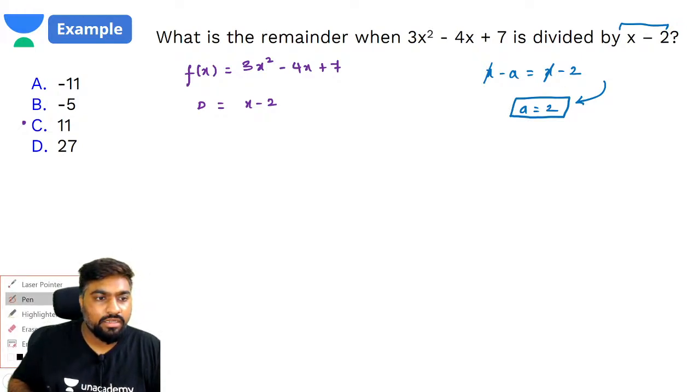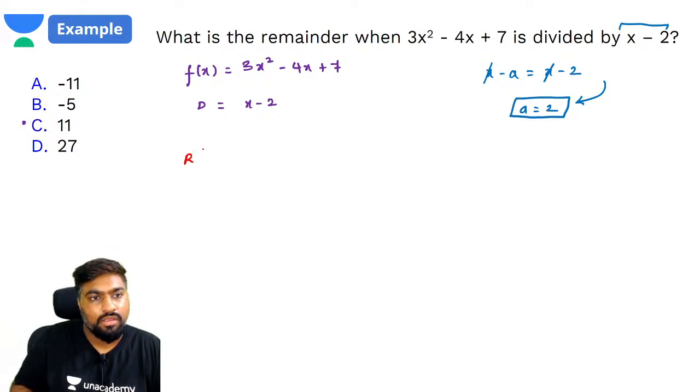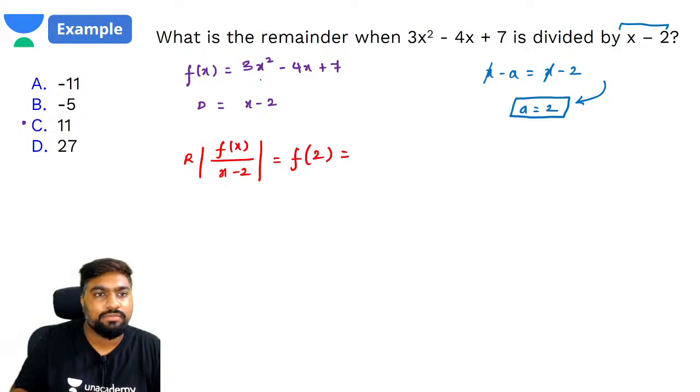So the remainder when f of x is divided by x minus 2 should be equal to f of a, where a is what, 2. So just substitute 2 here.